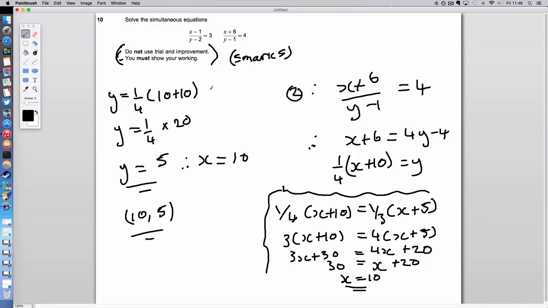Therefore, we've solved the simultaneous equation. We've used two linear equations, 1 and 2. We've set them both equal to y, and then made them equal, solved for x, substituted our x to find our y, and there we go. We have 10 and 5, and this is our coordinate for the solution.